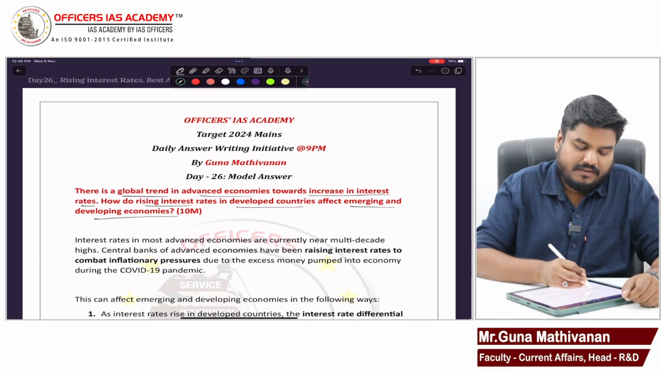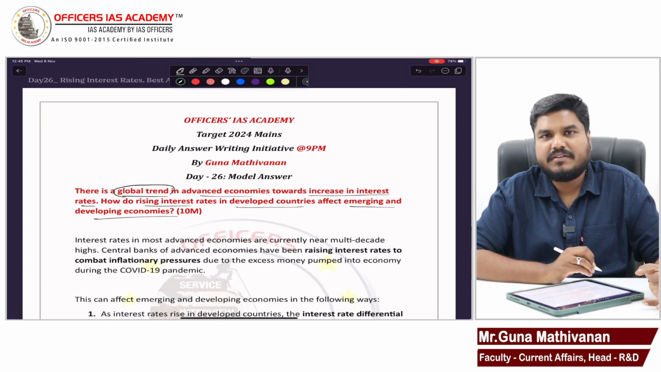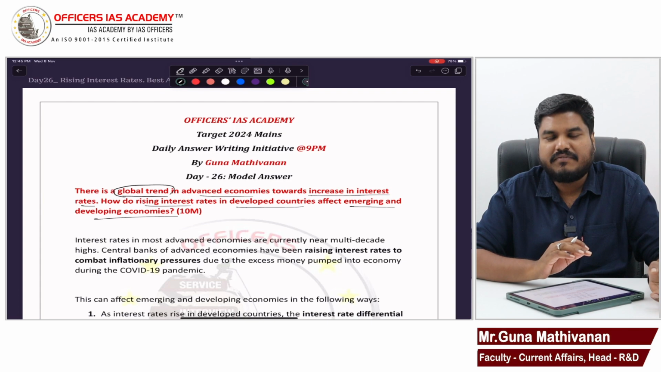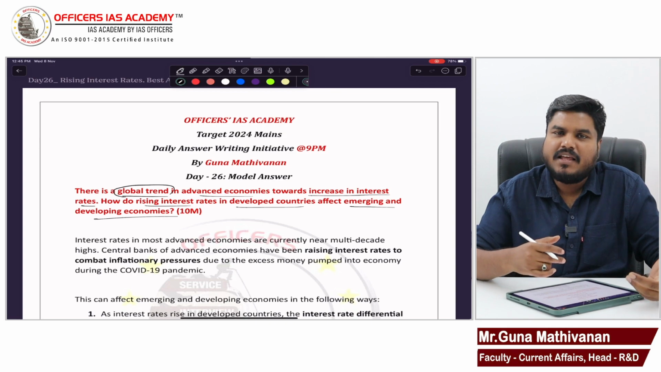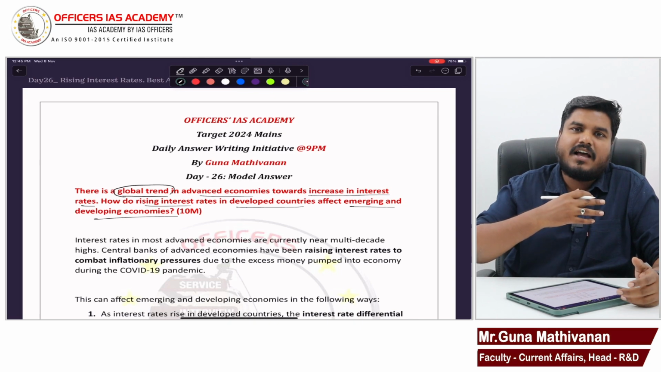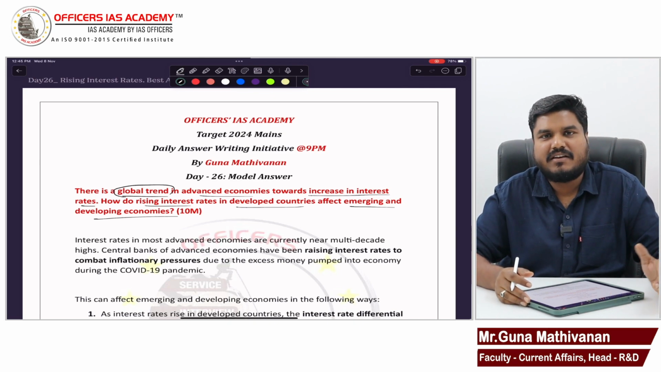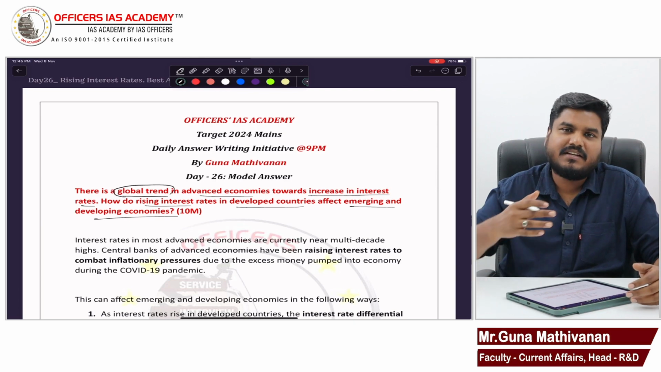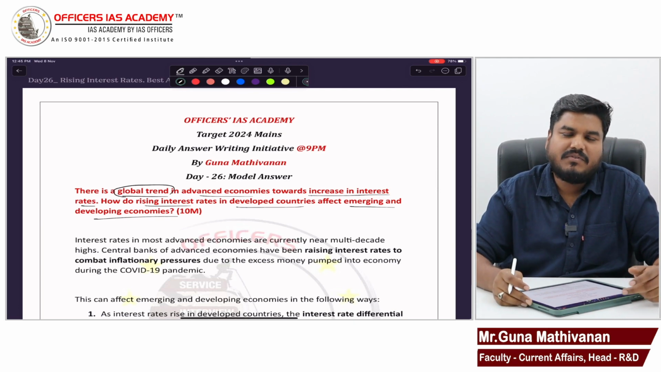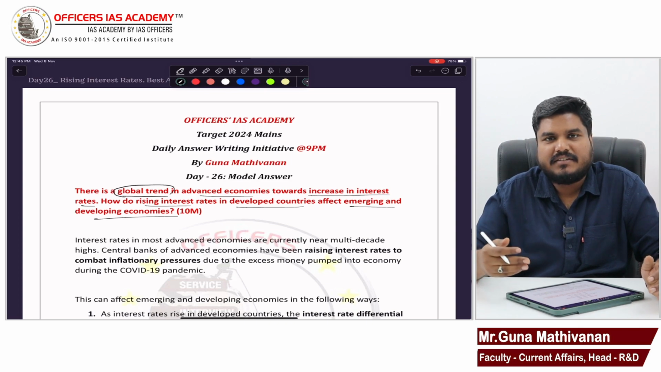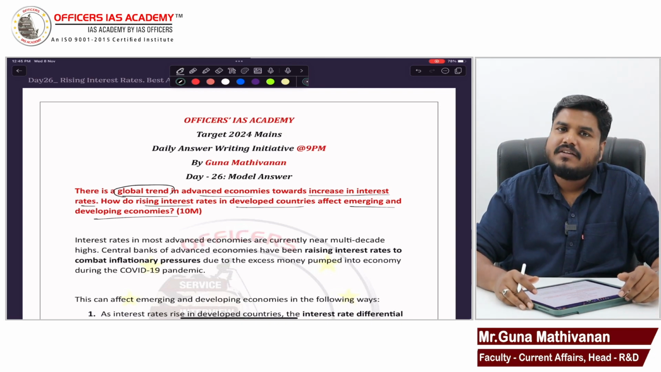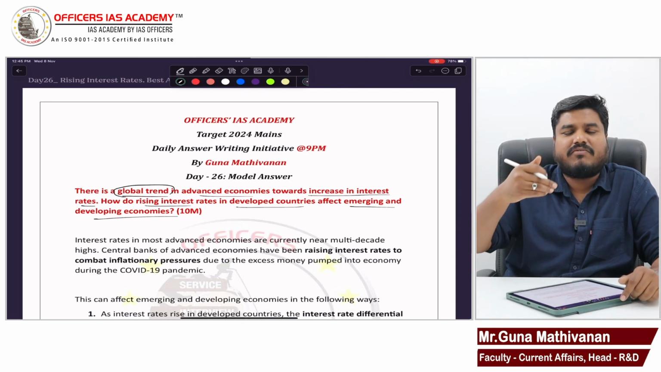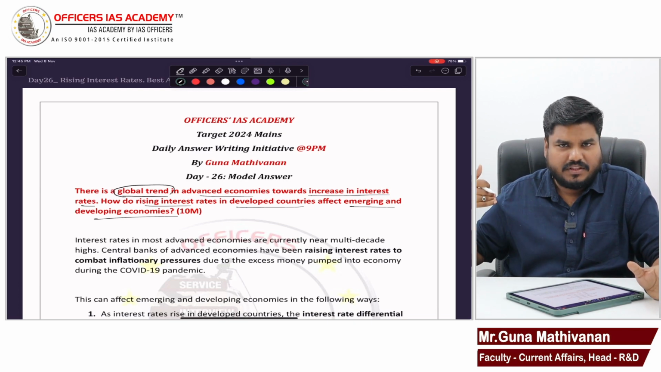So, you explain this global trend. During COVID, we saw an increased fiscal stimulus package carried out by almost all the countries, including developed countries, and that fiscal stimulus resulted in more money supply, and that resulted in high inflation in developed countries. Like America is witnessing, UK is witnessing 30-year high inflation. So, to counter the inflation, the developed countries increased the policy rates, their interest rates. So, which is affecting the emerging economies in the following ways. Introduction, go to the following ways.